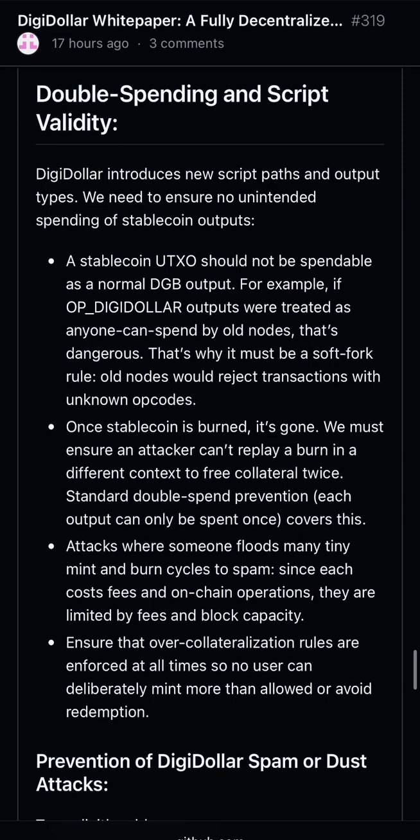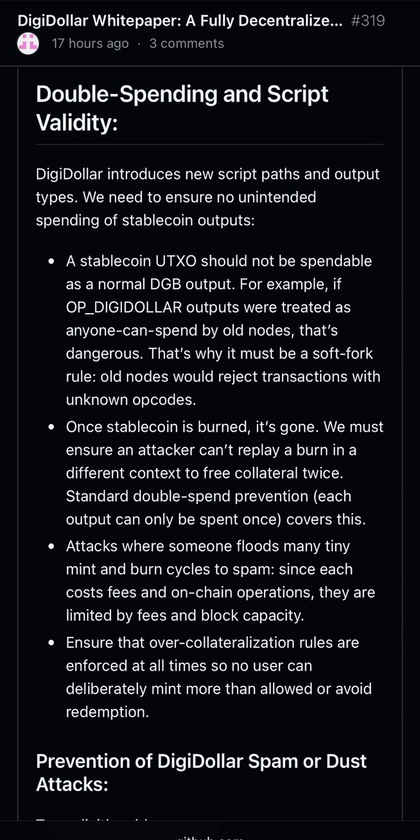Double spending and script validity. DigiDollar introduces new script paths and output types. We need to ensure no unintended spending of stablecoin outputs. A stablecoin UTXO should not be spendable as a normal DGB output. For example, if DigiDollar outputs were treated as anyone-can-spend by old nodes, that's dangerous. That's why it must be a soft fork rule. Old nodes would reject transactions with unknown opcodes.